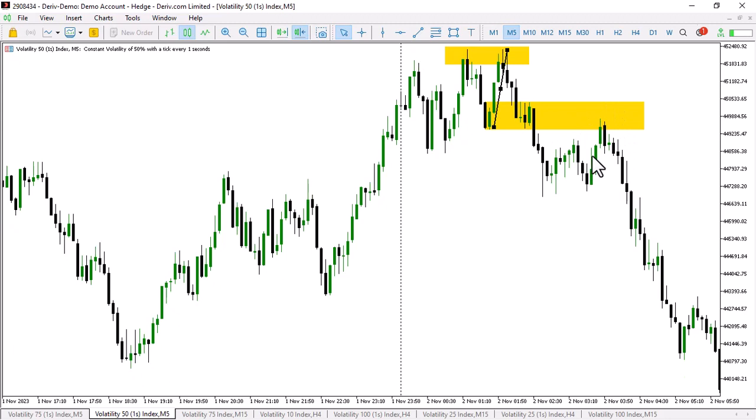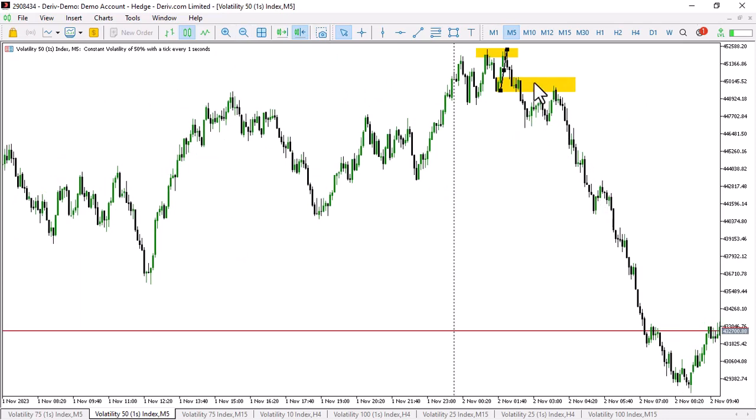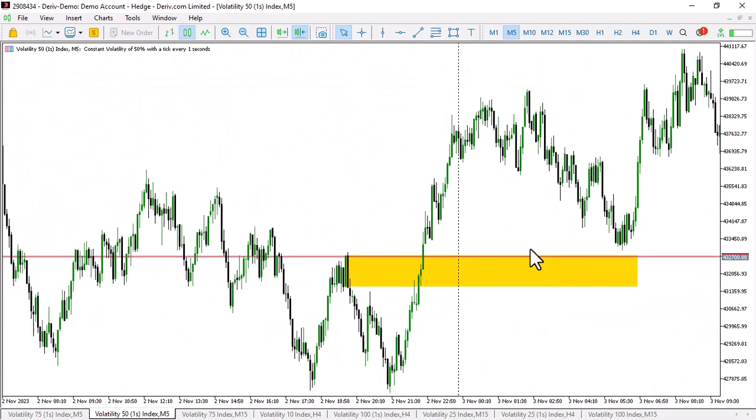So I'm just going to explain entry number one right here. Number one is you're just going to enter as soon as price gets back into the breaker. As price gets into the yellow box, you're just going to enter there, with your stop loss going above, and wait for this move. And I'm also going to show you how you can target in terms of where you're going to be putting your stop loss and where you are going to be putting your take profit, right?